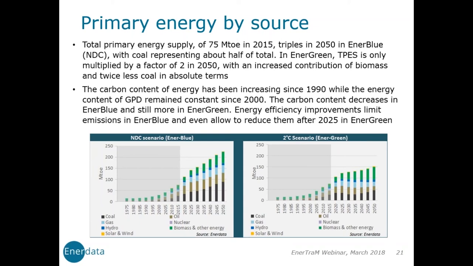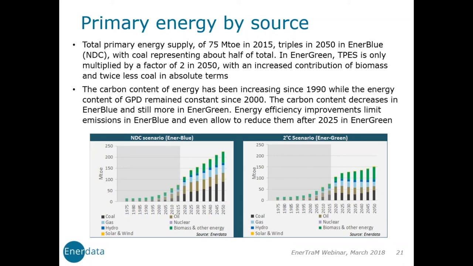You can see in this slide the differences between the primary energy supply in EnerBlue on the left and the primary energy supply in EnerGreen. One can see that from the current 75 million tons of oil equivalent in 2015, we have a tripling of this value in 2050 for the EnerBlue scenario, with coal representing about half of the total. This means that this scenario is highly coal intensive. In EnerGreen, on the contrary, the total primary energy supply is only multiplied by a factor of 2 in 2050, with an increased contribution of biomass and twice less coal in absolute terms than in EnerBlue.